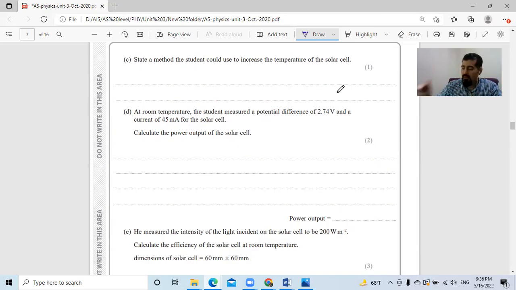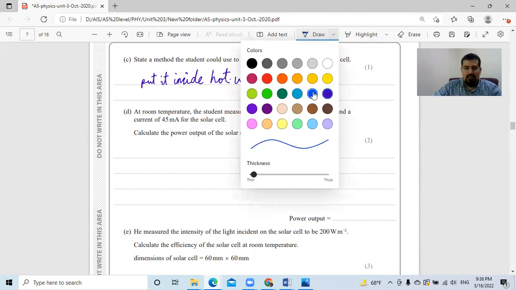That's something else. So put it inside a hot water bath. Okay, hot water bath. Next.